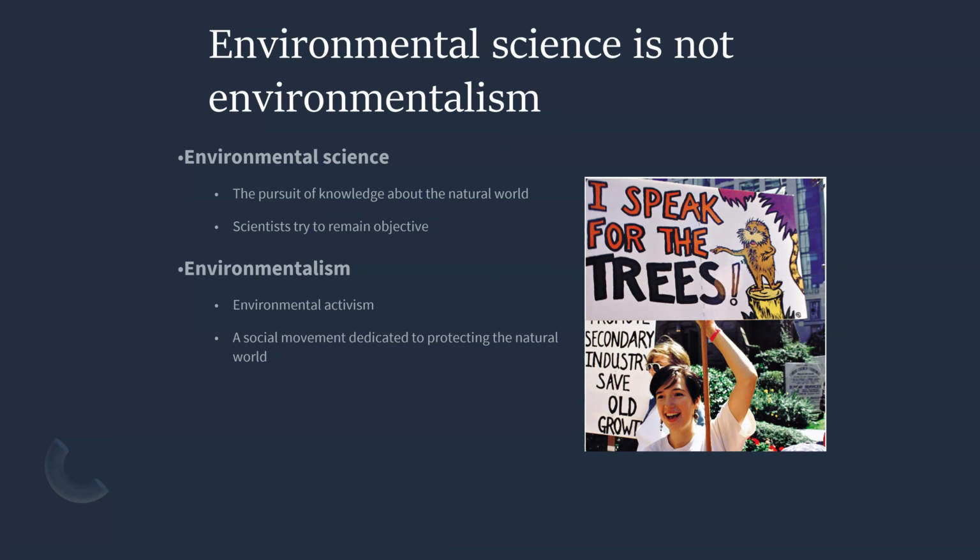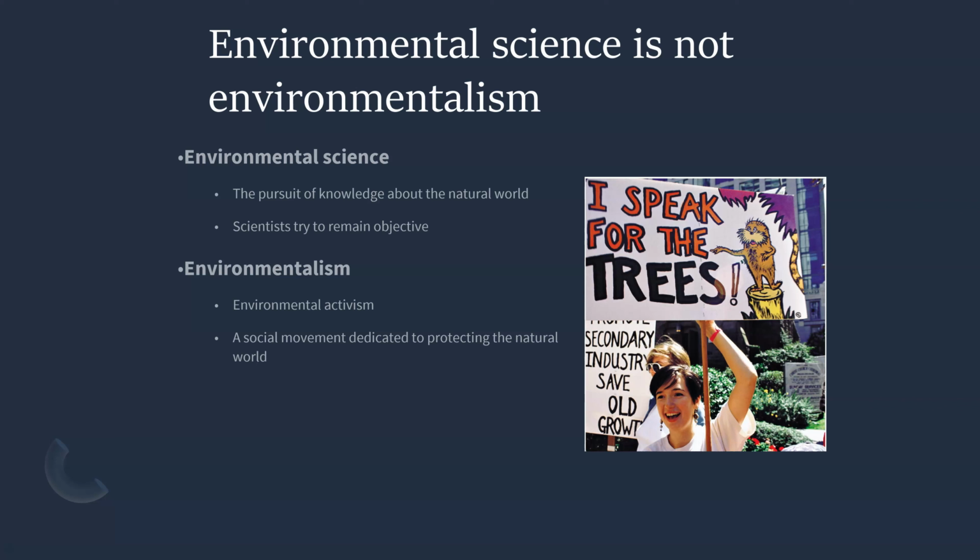So environmental science is not the same thing as environmentalism. If somebody says they're an environmental activist, they are not an environmental scientist. That's more of a political stance. Environmental science is the pursuit of knowledge about the natural world, and scientists try to remain objective, whereas environmentalism is an activism. It's a social movement dedicated to protecting the natural world.